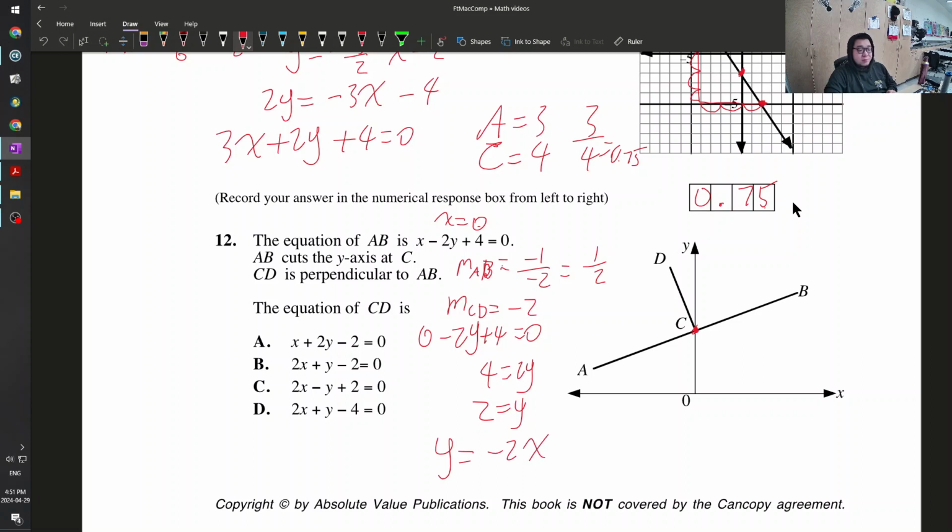We get y is equal to mx plus c. Y is equal to negative mx plus b. Y is equal to -2x plus 2. Move everything to one side, so add both sides by 2x and subtract by 2. You get 2x plus y minus 2 is equal to 0. 12 is B.